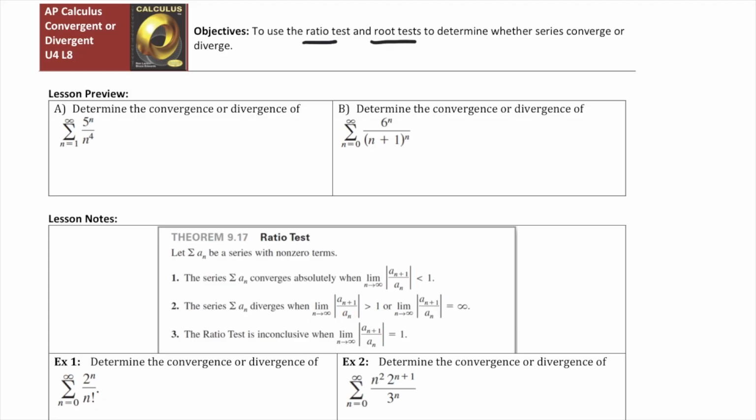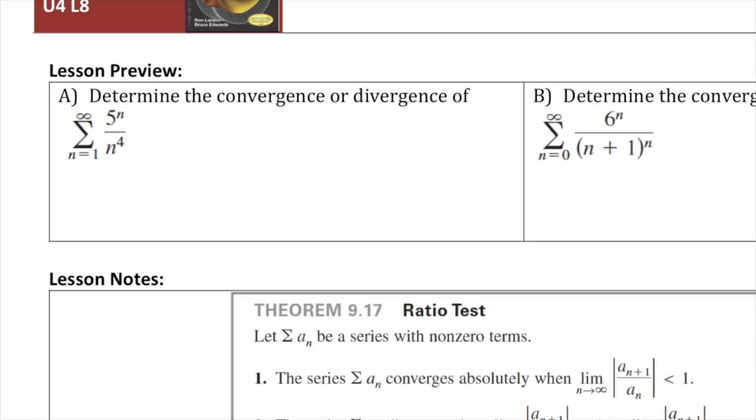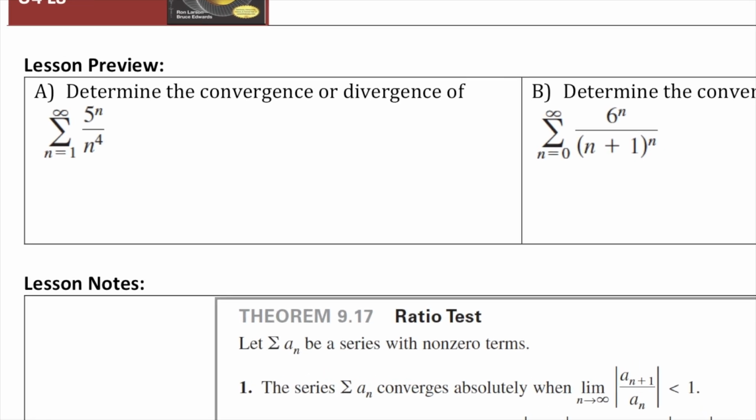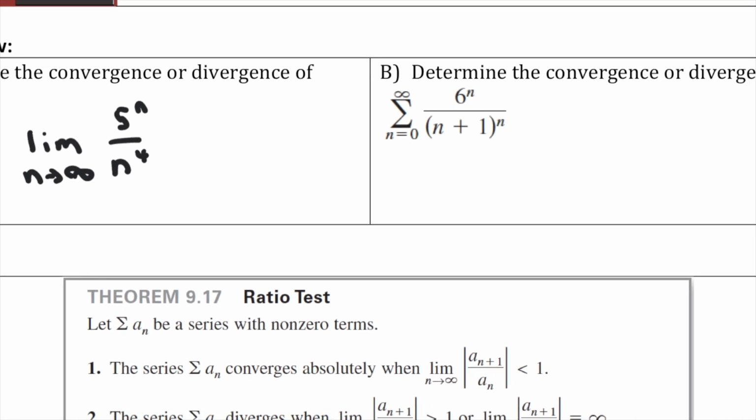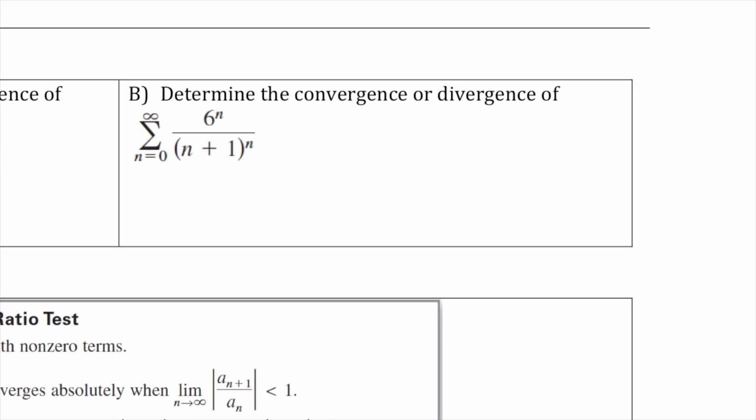Today we're going to use the ratio test and the root test to determine whether our series will converge or diverge. Take a look at your lesson preview. For this problem, you should be reminded to use the limit as n goes to infinity of the nth term, n over n to the fourth, before you do anything else. So make certain you are using your nth term test. Try the same thing with question B and see if you can tell if this is a convergent or divergent series.